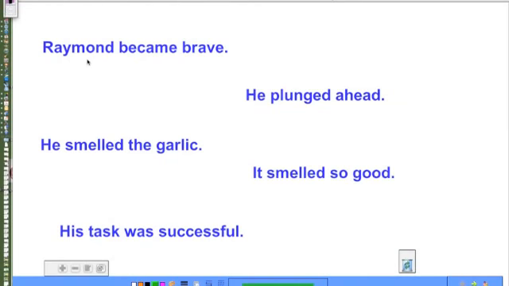So if we look at this first sentence, Raymond became brave. Okay, whether it's an action verb or not, our verb is became. Typically speaking, when we go over these things together in class, I know a lot of times you pretty much can find your verb pretty well, but you can't always figure out if it's action or linking. So I'm going to show you a couple ways you can do that.